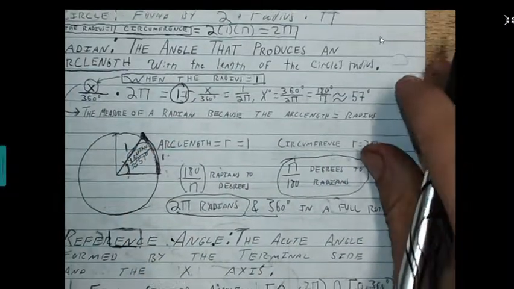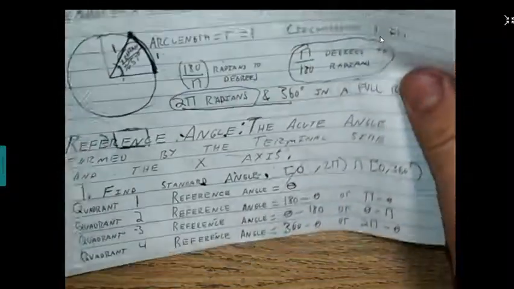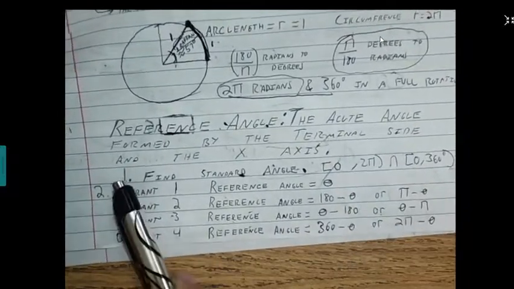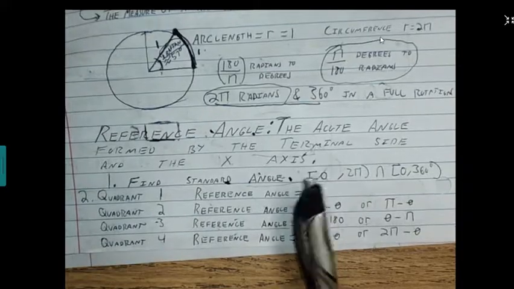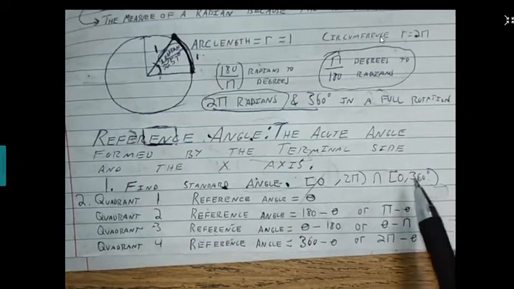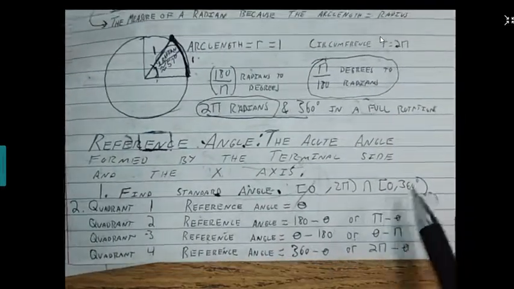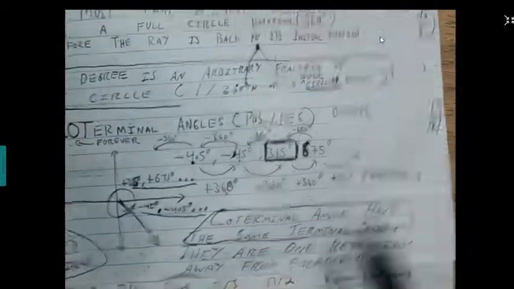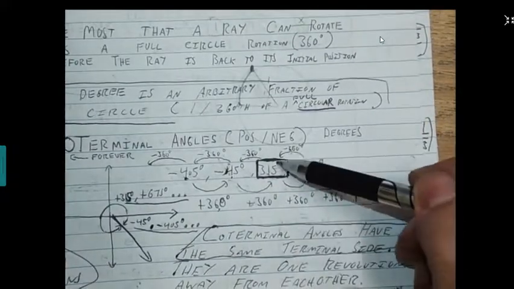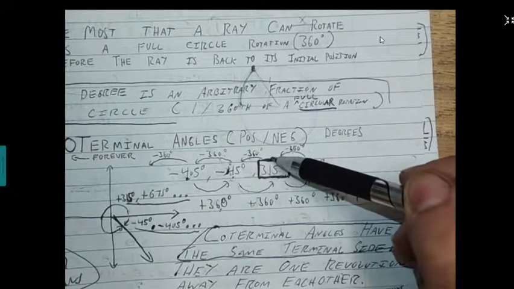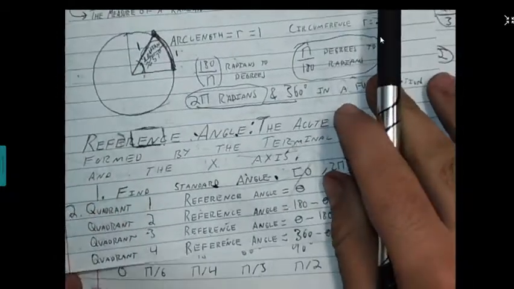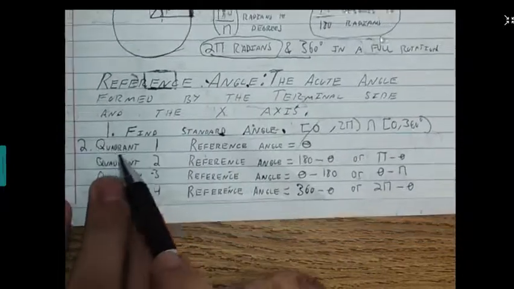One last point I want to make is for reference angles. Reference angles are the acute angle formed by the terminal side and the x-axis. For step 1, you're going to find the standard angle in between 0 and 2 pi. So once again, if you're getting an angle that's not in between 0 and 2 pi, find a coterminal angle that is. So out of all these coterminal angles, 315, well, it's in between 0 and 2 pi radians and 0 and 360 degrees. So find the standard angle, figure out which quadrant you're in.